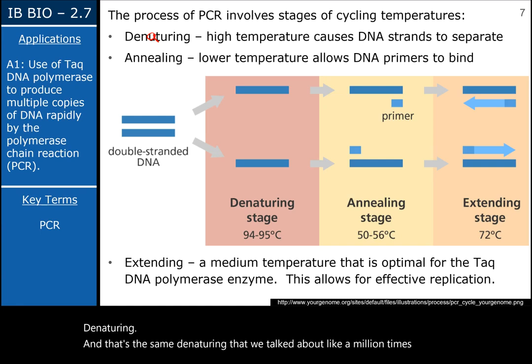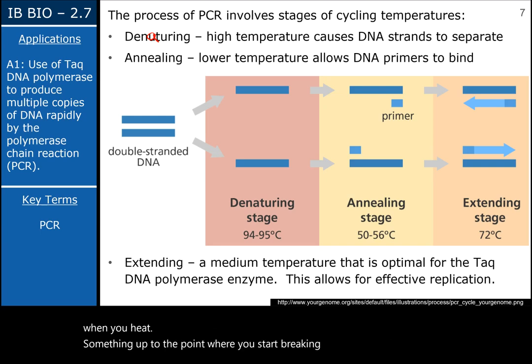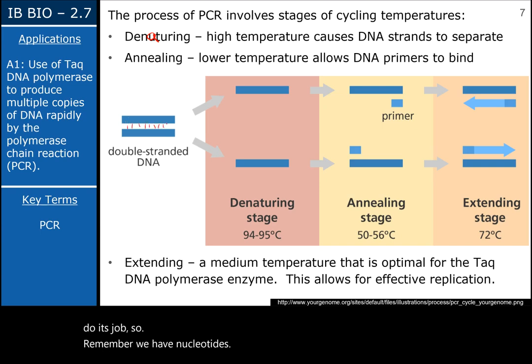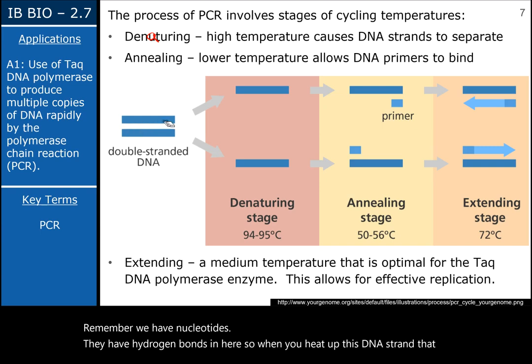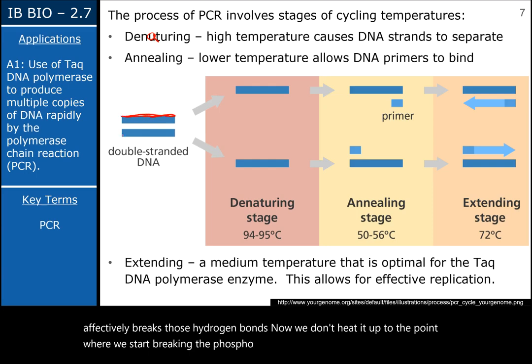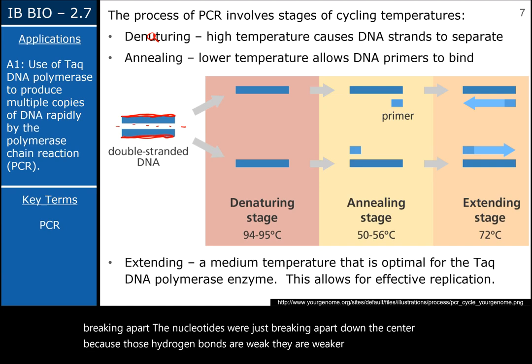When you heat something up to the point where you start breaking bonds in that molecule, it's going to change its shape. When it changes its shape, it can't do its job. So, remember, we have nucleotides that have hydrogen bonds in here. So when you heat up this DNA strand, that effectively breaks those hydrogen bonds. Now, we don't heat it up to the point where we start breaking the phosphodiester bonds on the outside, so we're not breaking apart the nucleotides. We're just breaking apart down the center because those hydrogen bonds are weak. They are weaker than the phosphodiester bonds, so they break first.